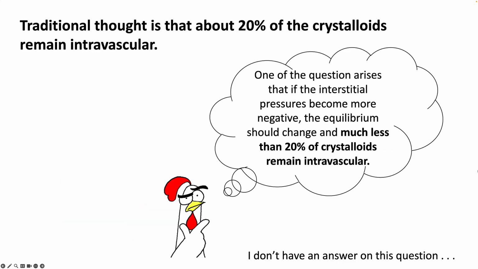We've been taught traditionally that about 20% of the crystalloid will remain in intravascular compartment while 80% leaks out. However, extreme negative pressure in the interstitium will certainly change this equilibrium, and much lower amount of crystalloid will remain intravascular. There are no human studies in this regard. However, it would seem very plausible that most of the IV fluid that you give in sepsis leaks out and only a small quantity remains inside the vessels.